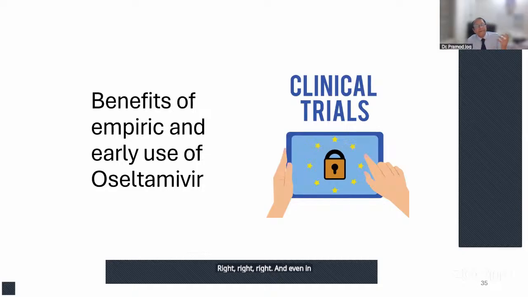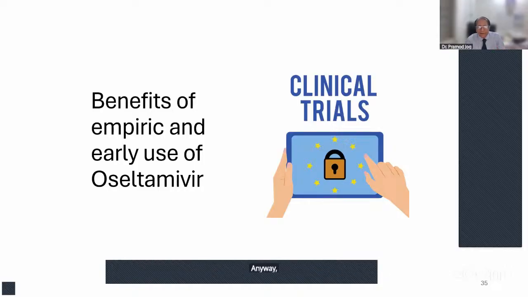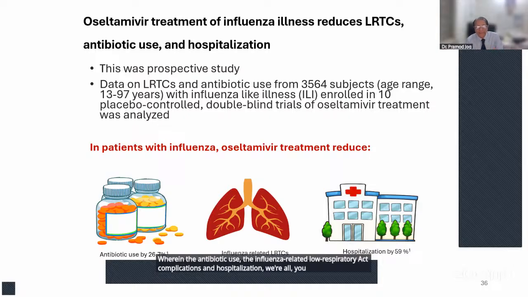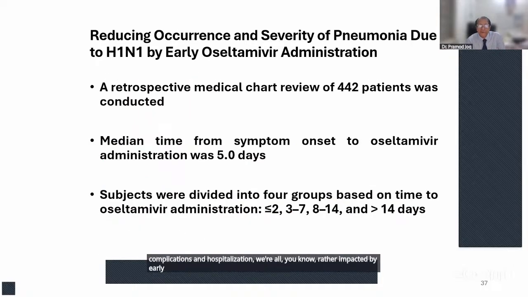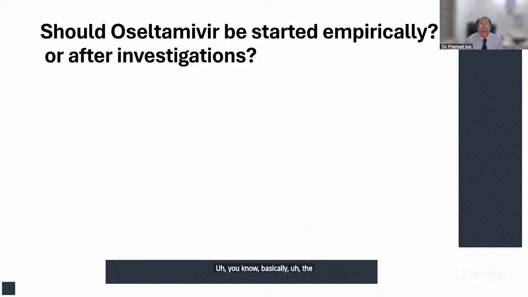And even in Pune, in an institute, we had a similar study during COVID times, where all these facts were proved beyond doubt with the help of a large clinical trial. Anyway, the empiric and early use of oseltamivir has been substantiated by many clinical trials, wherein antibiotic use, influenza-related lower respiratory tract complications and hospitalization were all impacted by early use of oseltamivir. And even in adults, the advantages were seen.